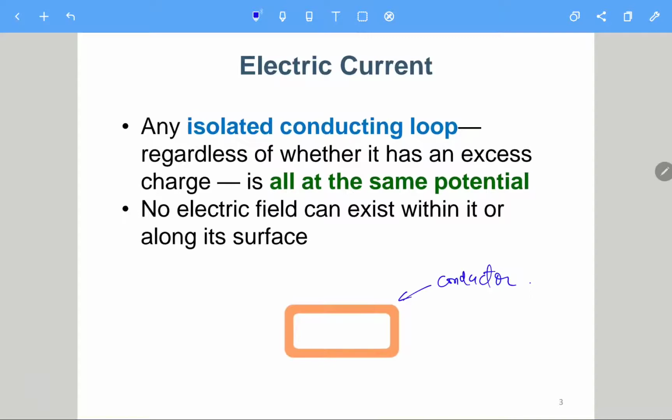So no electric field can exist within it or along its surface, as long as V is a constant. Which means as long as you take the gradient of V, it should be zero. So there should be no E field within or along the surface.